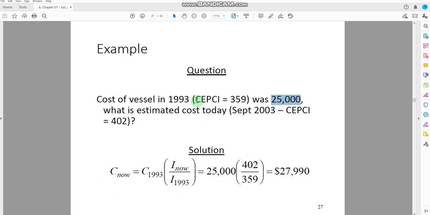We are using the CEPCI cost index, so we will be using the value for the cost index from CEPCI. So we have the value here, 402, the current index, and this one is the previous index, and you multiply by 25,000, which is the cost of this vessel, and here you would be getting the cost of the new vessel in the year 2003. Okay, so it's simple.